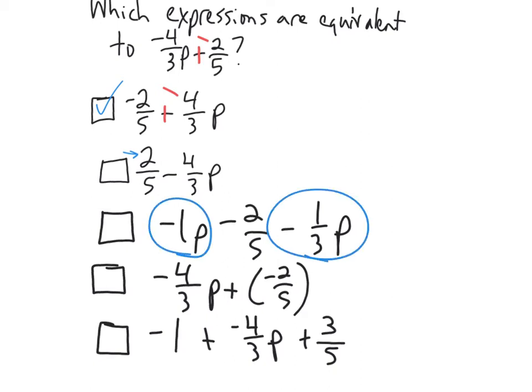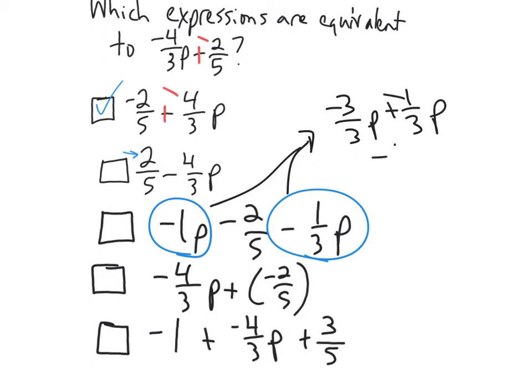So negative 1p minus 1/3 p. If we were going to combine those together, we could get a common denominator, and then that would end up being negative 4/3 p minus 2/5. So that would actually be the same as well. If you add the opposite, you can see that's the identical thing there.